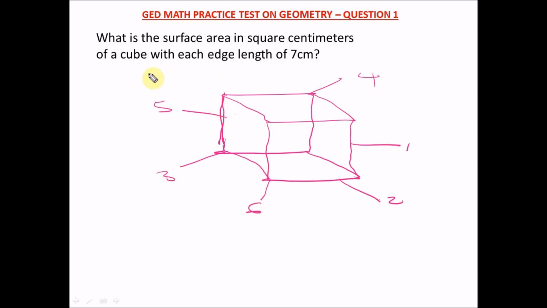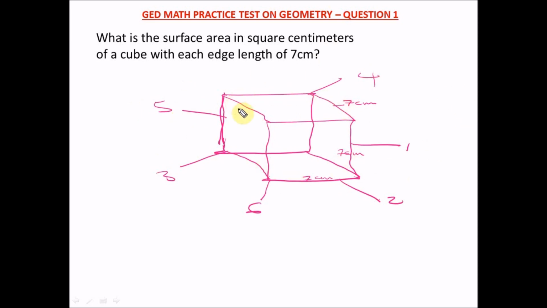The question says each length of the cube is 7 centimeters. So this is 7 centimeters, this is 7 centimeters, and this is also 7 centimeters. Now the question says, what is the surface area in square centimeters? So the surface area, that's what we're looking for.